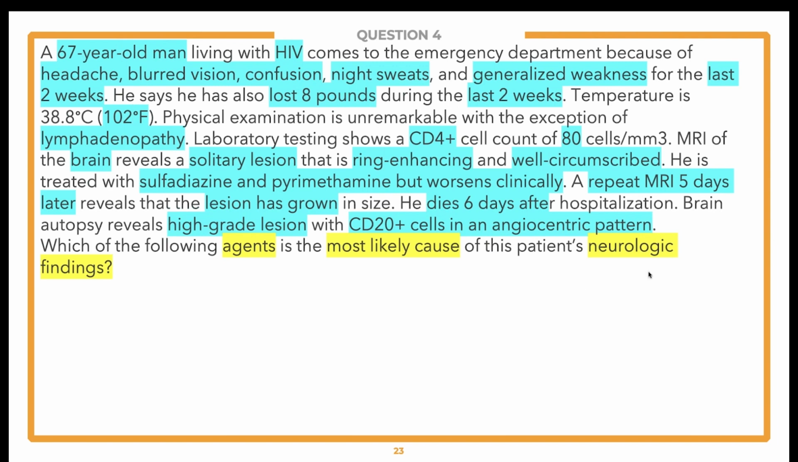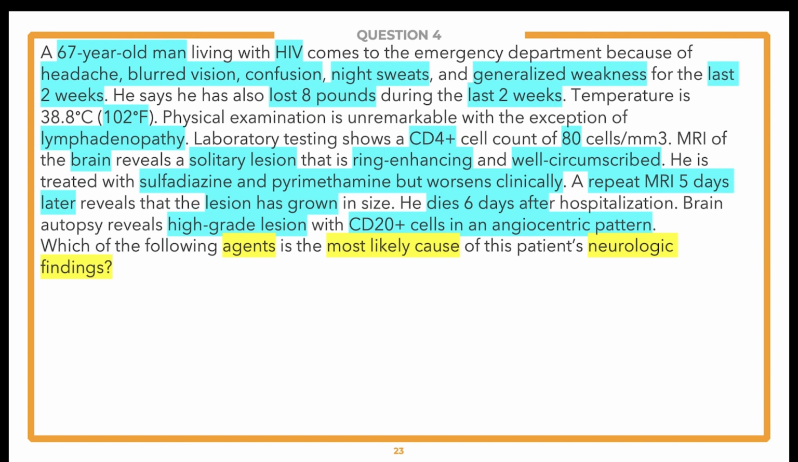So whichever mentality works for you, there's no right or wrong answer to how you approach it. So let's take a look at what's important here. We're looking for an agent that's going to cause these findings, right? So now we're looking at a 67-year-old man who's got HIV. That's going to be very important, right? Anytime they mention any kind of pre-existing condition, you can count that as going to be either very, very important or a distractor, okay?